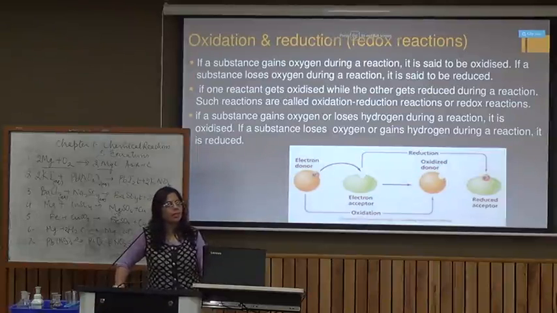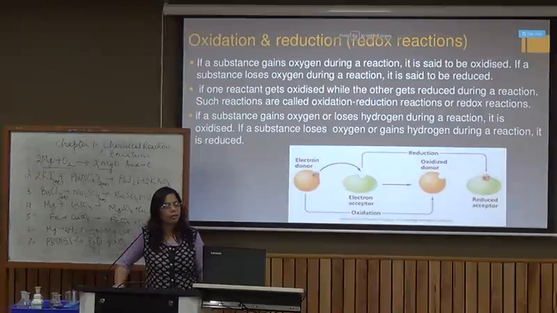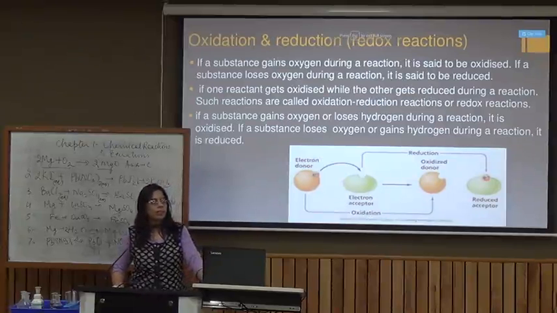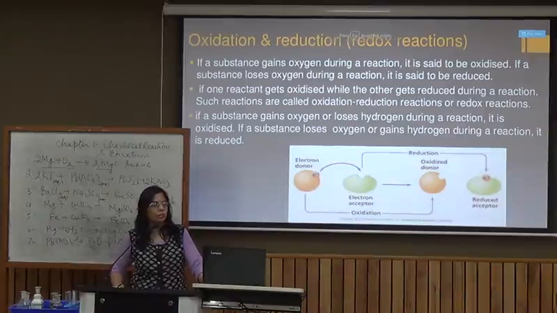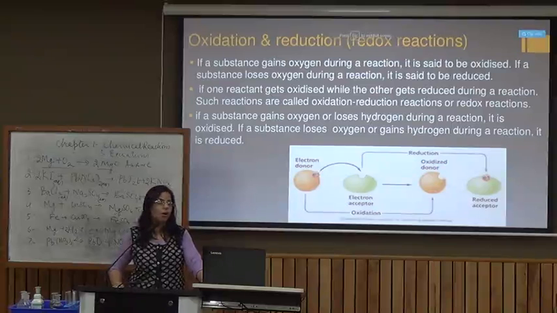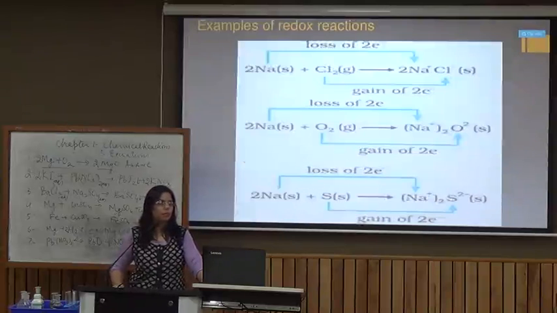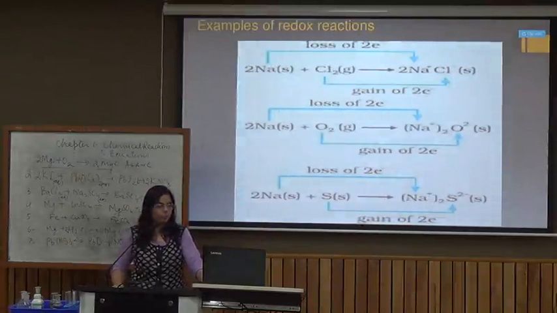Then if one reactant gets oxidized while the other gets reduced during a reaction, such reactions are called redox reactions or oxidation reduction reactions. If a substance gains oxygen or loses hydrogen during a reaction, it is oxidized. If a substance loses oxygen and gains hydrogen, it is said to be reduced. Either case can fulfill the need for oxidation or reduction process. Let us look at the examples of redox reactions.